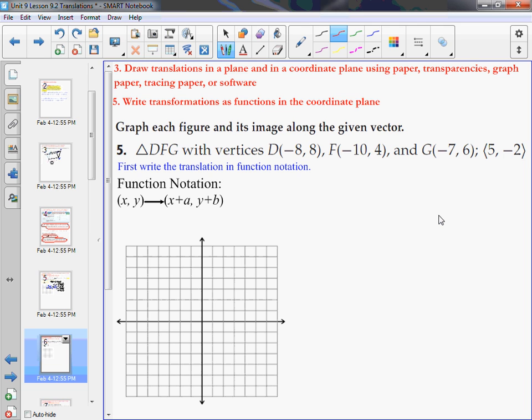So D is negative 8, 8. So 2, 4, 6, 8, 2, 4, 6, 8. Oops, I went the wrong way. Negative 8, 2, 4, 6, 8. Should be up here. So that's D. F is negative 10, 4. 2, 4, 6, 8, 10, 2, 4. There's F. G is negative 7, 6. 2, 4, 6, 7. 2, 4, 6. Like so. Then we connect it all up with a straight edge.